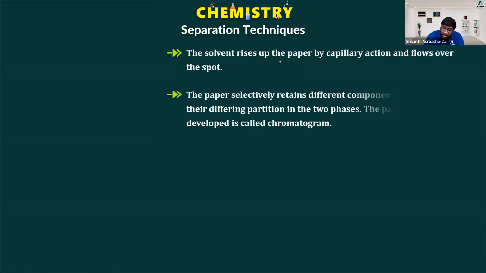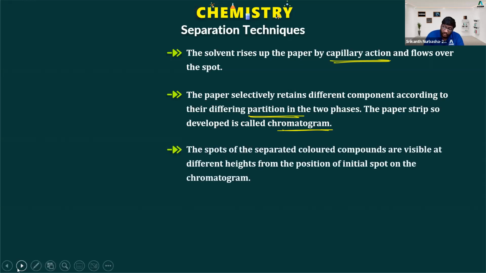The solvent rises up the paper by capillary action and flows over the spot. The paper selectively retains different components according to different partition in 2 phases. The paper strip so developed is said to be a chromatogram. Everything is the same with paper chromatography and TLC, but here we are using paper. The spots of separated colored components are visible at different heights from the position of the initial spot. Why? Because they are adsorbed. They have different types of attraction with the paper or with the water.